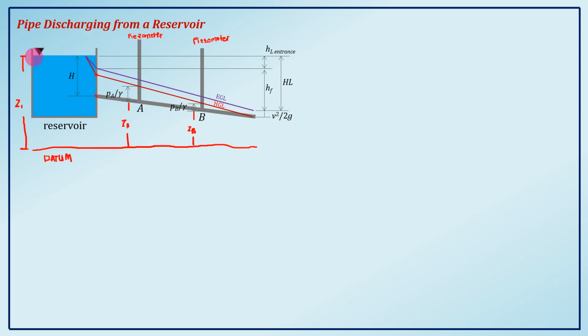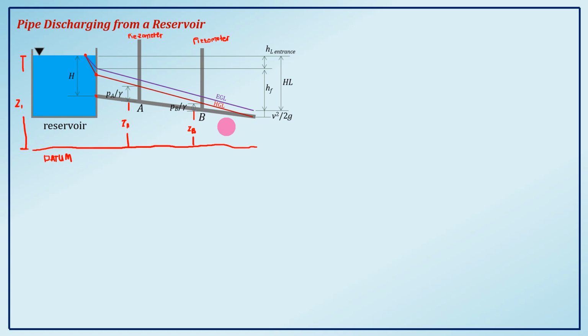So here, at the surface of our reservoir, we don't have pressure, so it is zero. Then there is a drop in the HGL, and then we have our PA over gamma, then PB over gamma, up to the point of the opening of the pipeline. We don't have a pressure head gauge there.